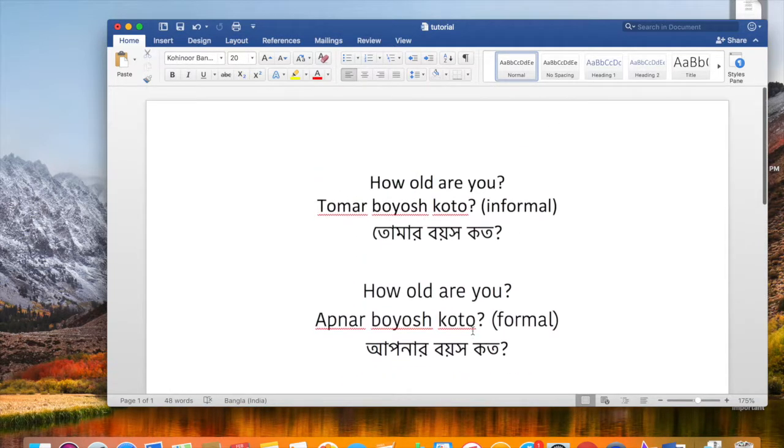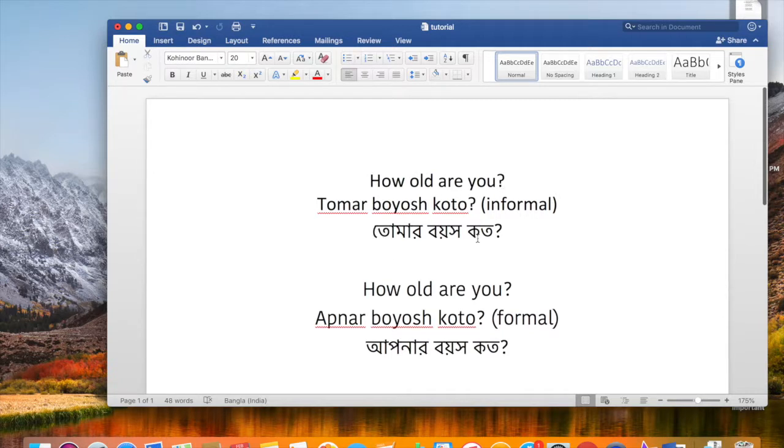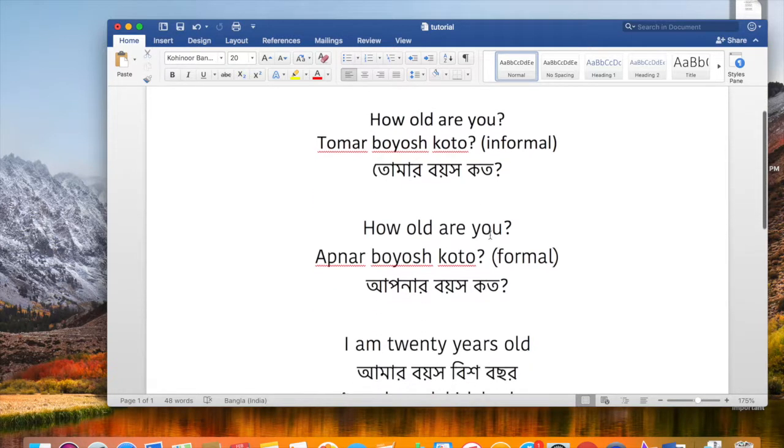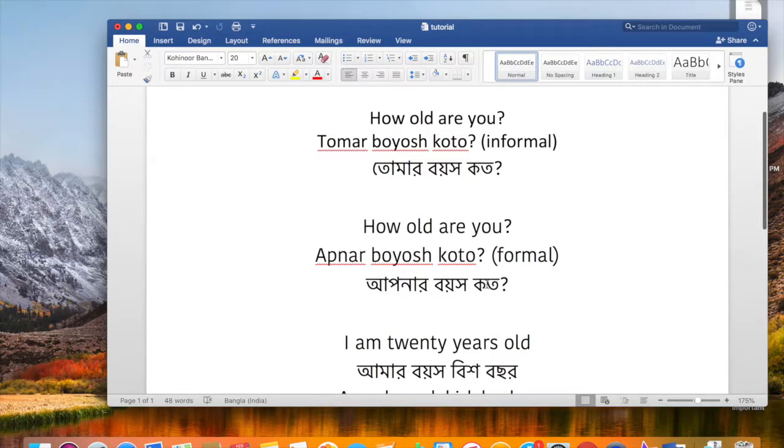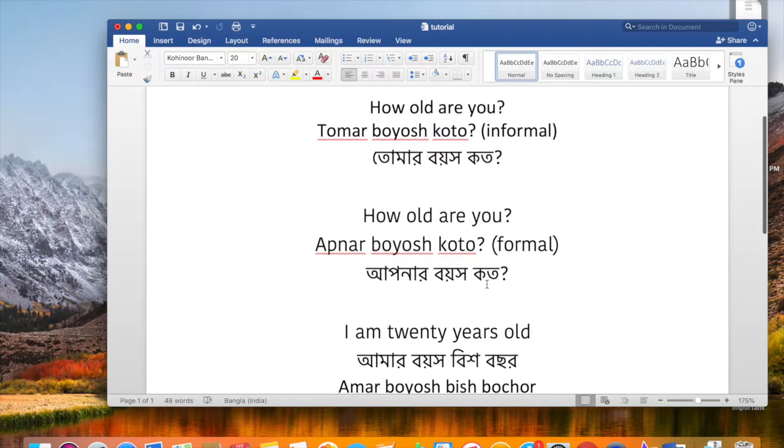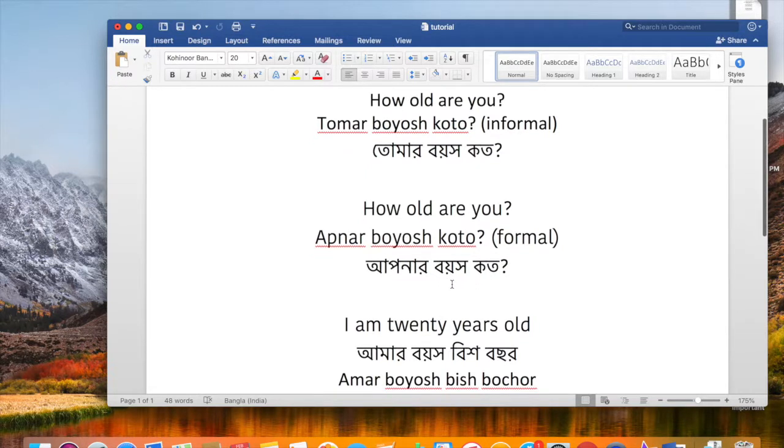So let's go over that one more time. How old are you? Tomar boyosh koto. That's informal. Apnar boyosh koto. That's formal. If you're asking someone who's older than you, just use that. Apnar boyosh koto. And how do you answer this question? I am 20 years old. Amar boyosh 20 বছর. Simple as that.